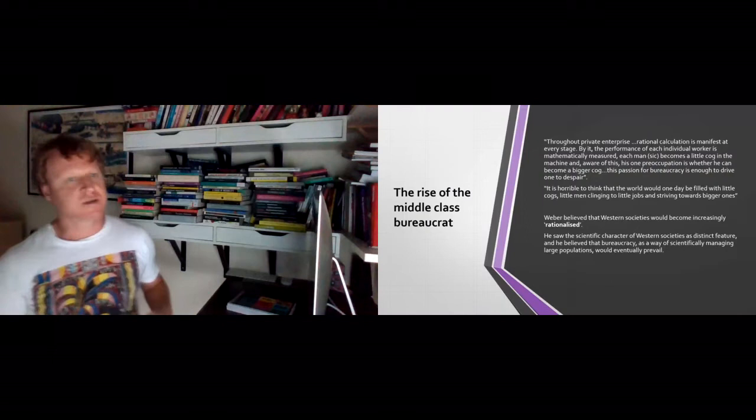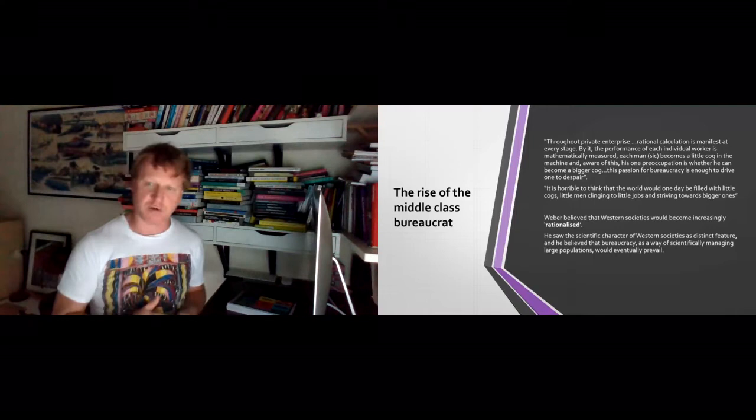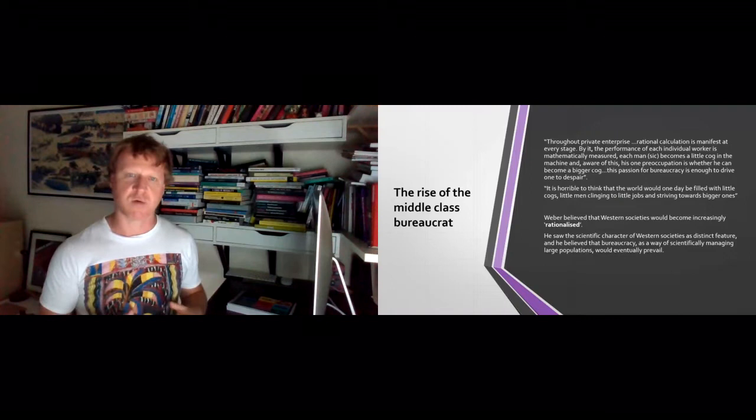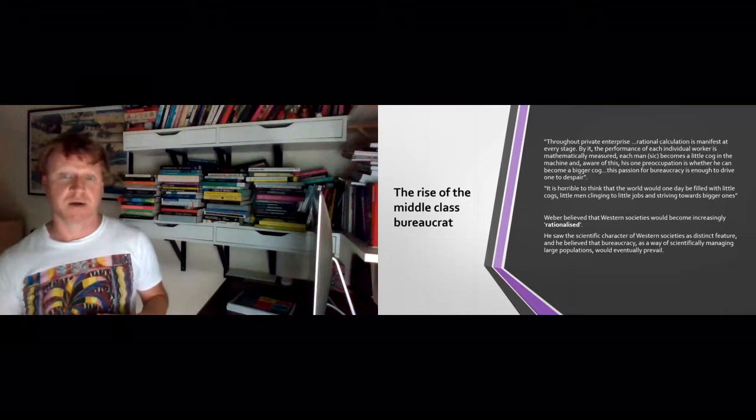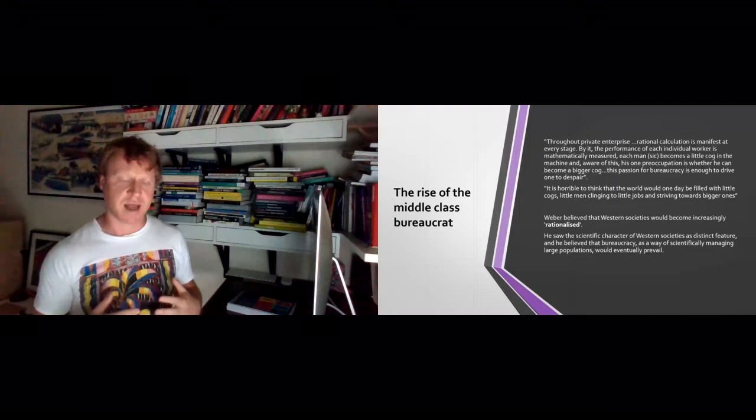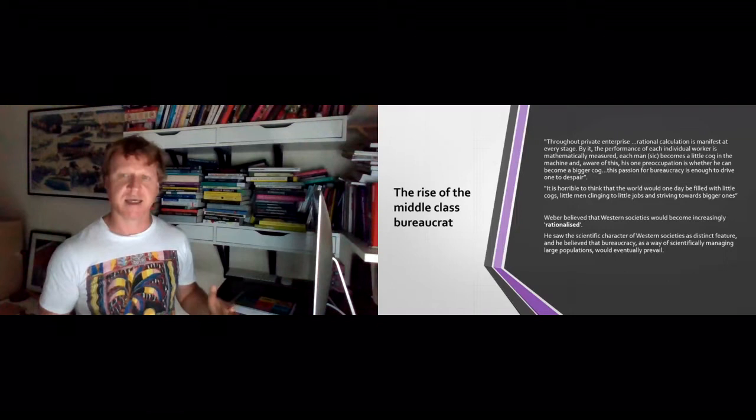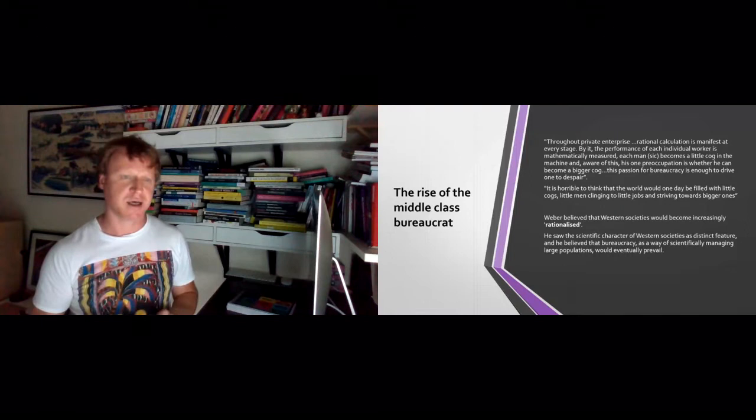Weber also was predicting the rise of the middle class in a way, but more so about bureaucracy. Weber saw that bureaucracies would become the key way that society would be organised, and this would be rationalistic. Weber believed that Western societies would become increasingly rational, and that doesn't just mean more sensible or logical. Weber argued that this leads to these dehumanised relationships that take place in institutions and bureaucracies, and there are a couple of quotes there that show how Weber rather eloquently puts that.